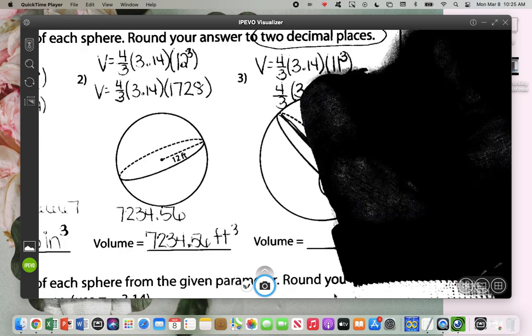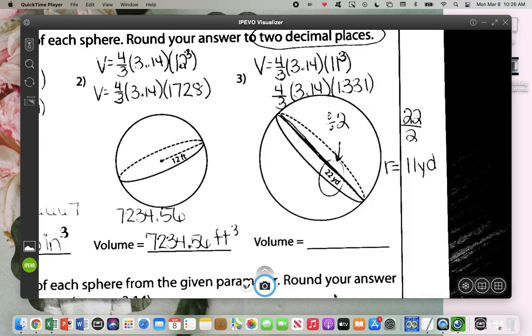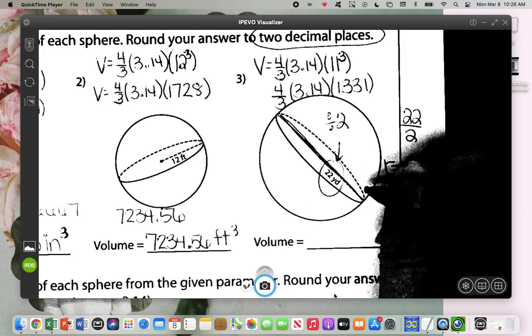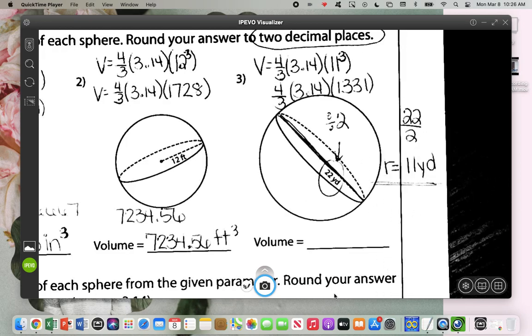Do you guys agree with that? 1,331? All right, so now are you guys good to plug that all the way in? 4 divided by 3 times 3.14 times 1,331. All right, now I'm actually going to write what I got on the calculator over here.